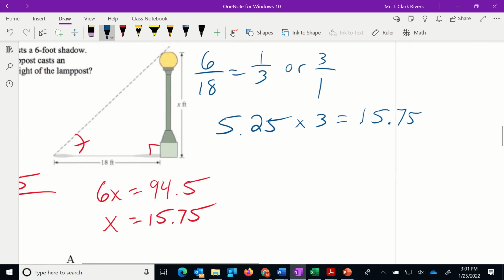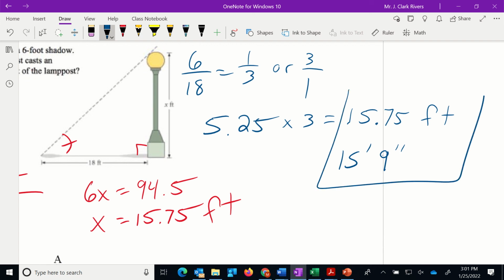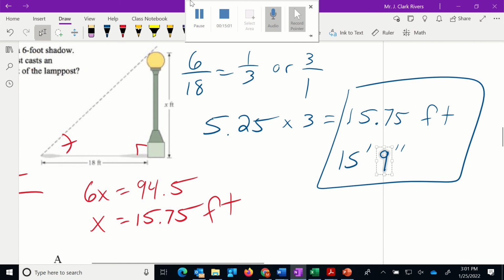15.75, and that is feet. Feet. I should have said feet down there earlier too. Feet. 15.75 feet is 15 feet. How many inches? 3/4 of a foot. 9 inches. All right, so either one of those, 15.75 feet, or you might say 15 feet 9 inches.